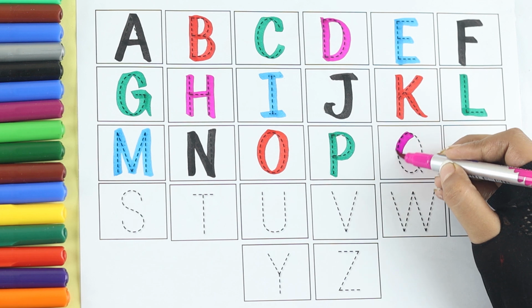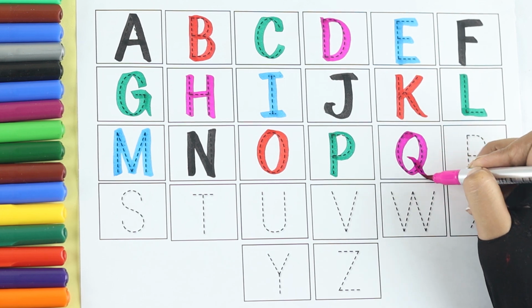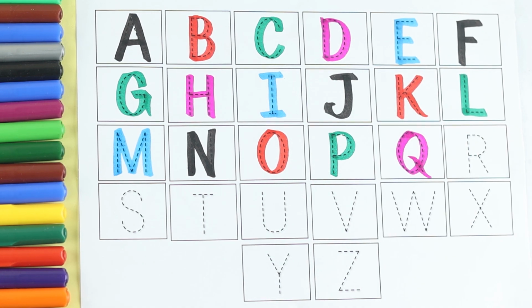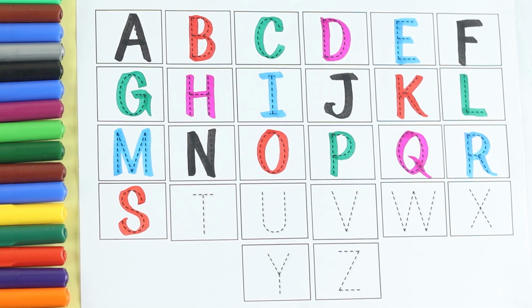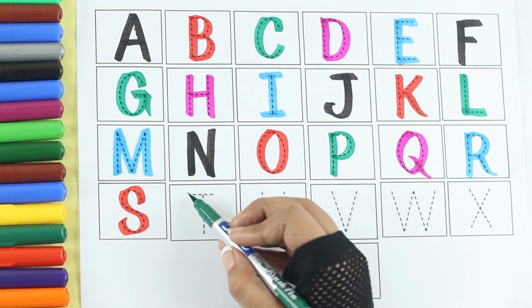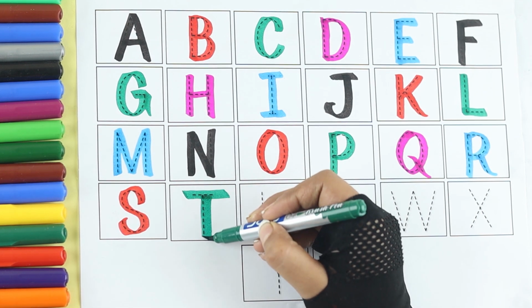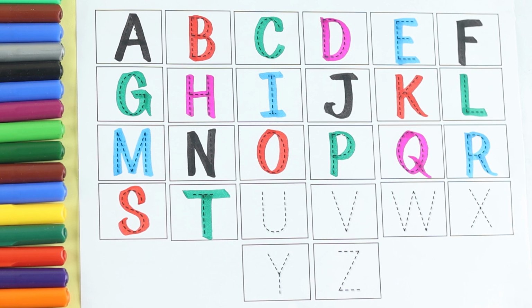Pink color. Q for queen. Sky blue color. R for rose. Red color. S for sun. Green color. T for tiger.